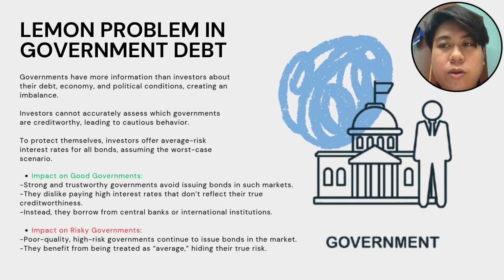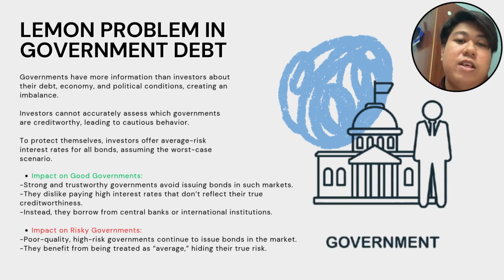Okay, so today I'll be explaining how the lemon problem, which is a concept in economics, applies not only to a private market but also to government debts. So, just a tiny bit of recap. The lemon problem, as we know, occurs when buyers cannot accurately assess the quality of a product. Because of this uncertainty, they offer a price based on the average quality. As a result, sellers of high quality products leave the market because they feel undervalued. This leaves behind only the low quality or basically lemon products.